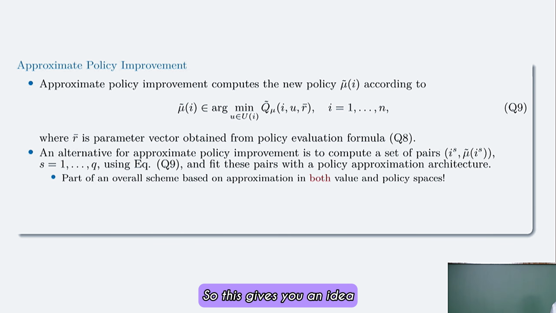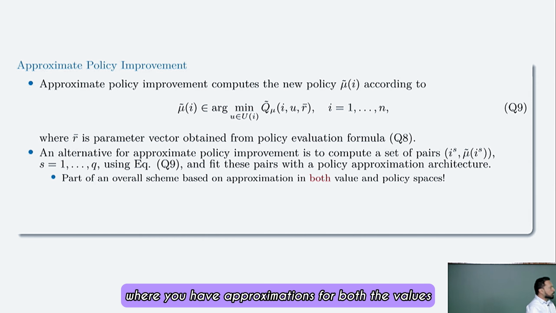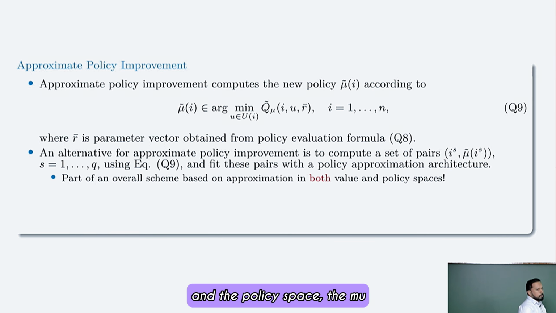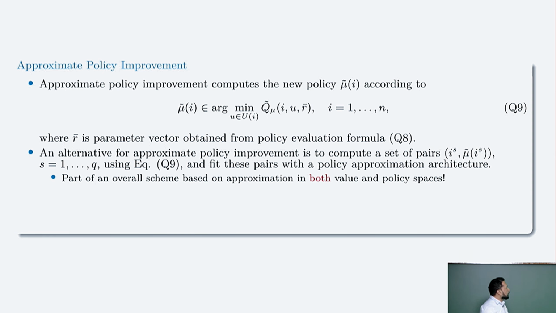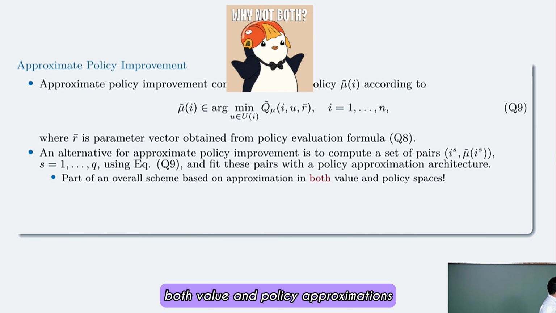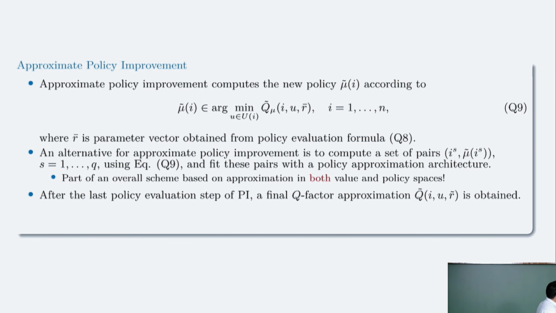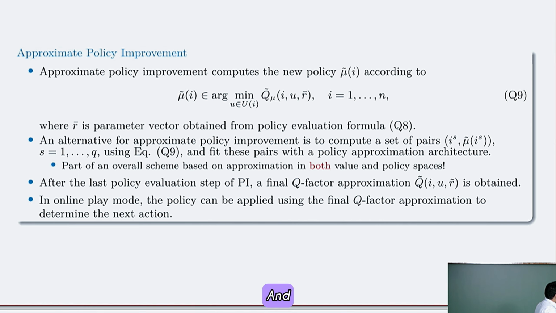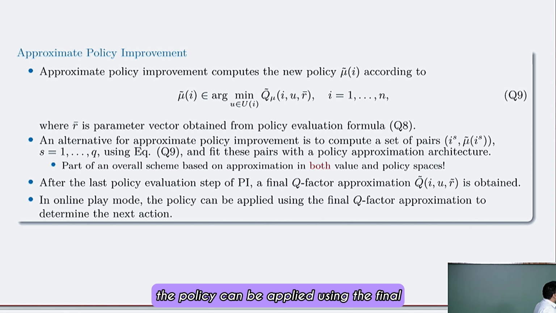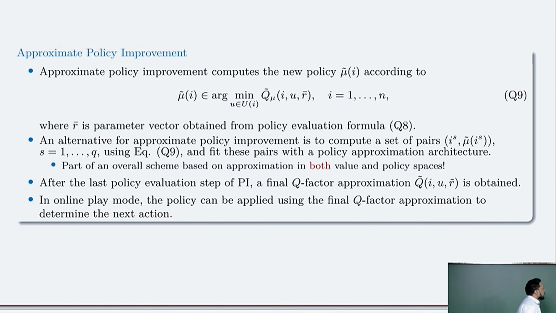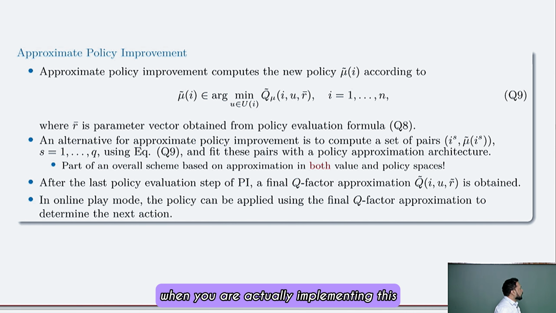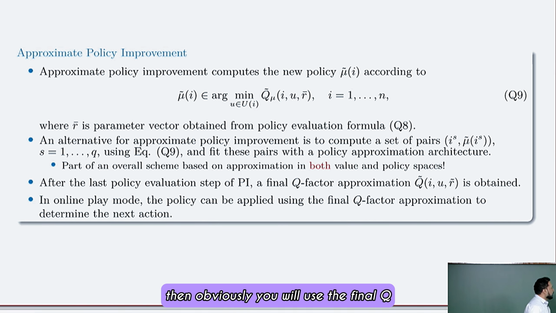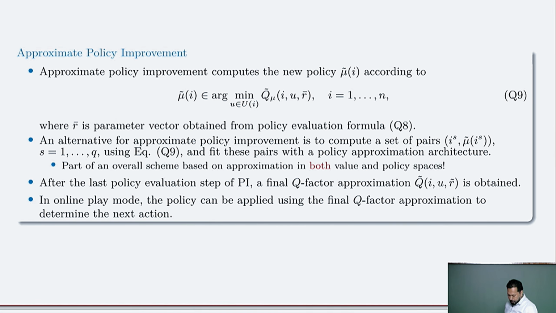So this is something additionally you can do, where you can fit this data as well. This gives you an idea where you have approximations for both the values, which are the Q values, and the policy space, the mu. So it's possible that you may combine both value and policy approximations. Finally, after the last policy evaluations, we get the final Q factor approximations, and in the online play mode, the policy can be applied using the final Q factor approximation, obviously. So after all this training with the data, when you are actually implementing this, let's say to play a game or something, then obviously you will use the final Q.